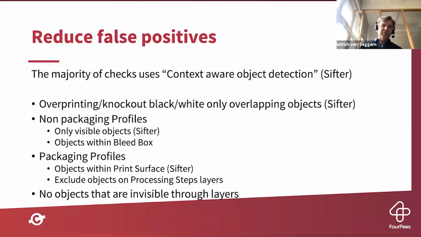For the next two things, I need to differentiate between packaging and non-packaging profiles. For non-packaging profiles, in various requirements, GWG specifications allow us to disregard invisible objects. So if an object is on the page, but is covered by another object, we don't have to report it. GWG says this is up to the implementer, whether he decides to report it or not. We've decided to not report invisible objects, and our checks use Sifter to determine whether a particular object is visible or not. And that is not very new, another way to get rid of false positives is to ignore any objects that are out of the bleed box.